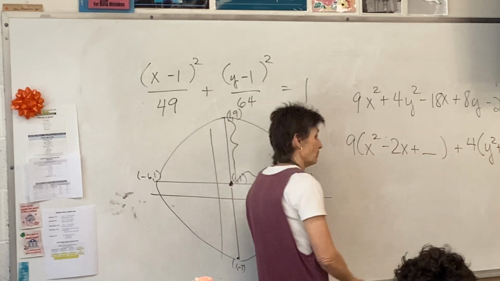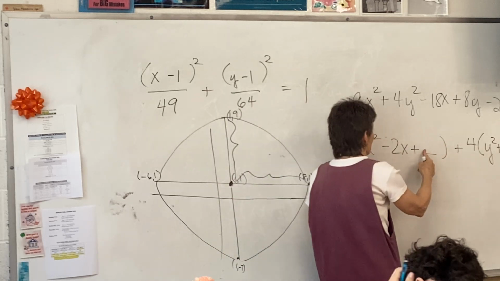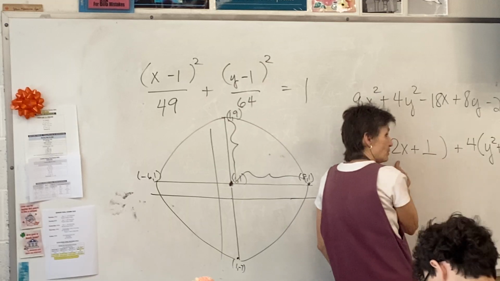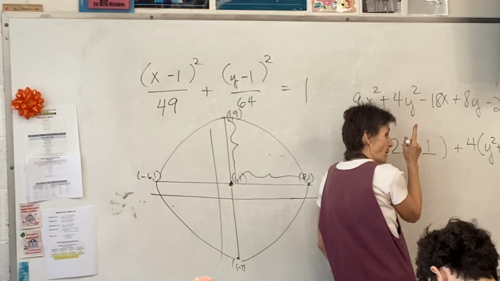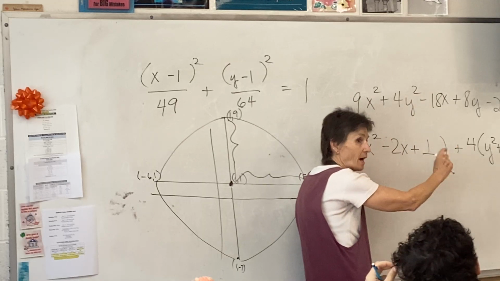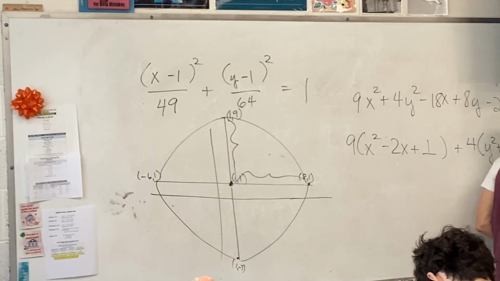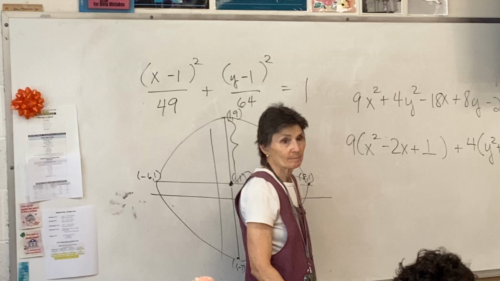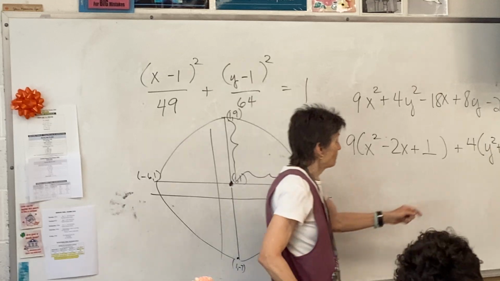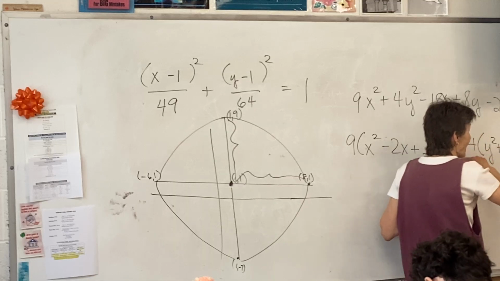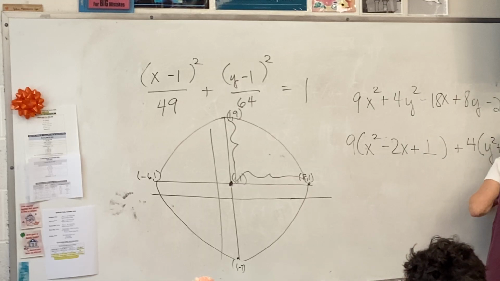All right, so here we go. What are we going to put here? 1. Half of 2 is 1, squared is 1. But be careful, what's going to go on the other side? 9. That 1 isn't really a 1, it's really a 9, because it's in the parentheses. All right, what's going to go here? Another 1, and now I'm going to have a 4 over here.